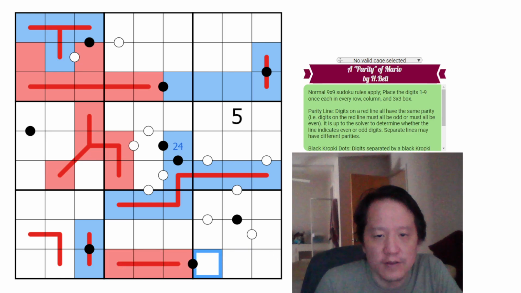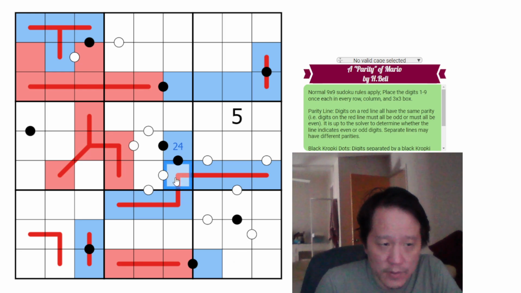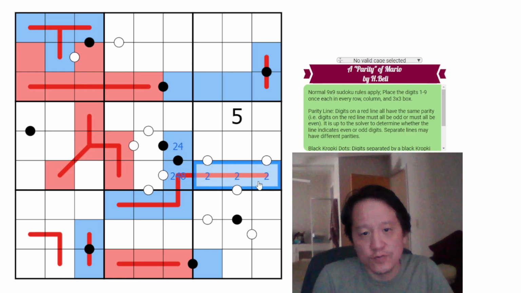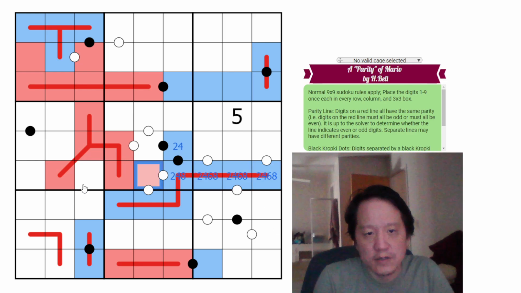So therefore, this double 1 has to be even. So this is also even, which makes this 2, 4, 8. So this is 2, 4, 6, 8. Which means these are odd. All of these are odd because there's 4.